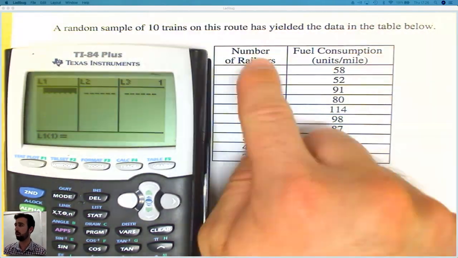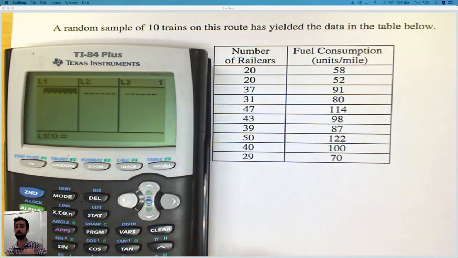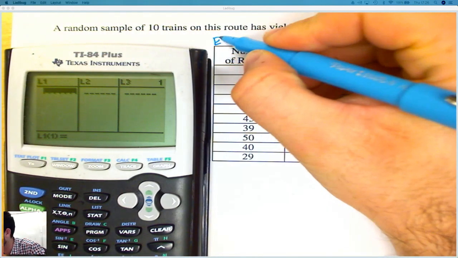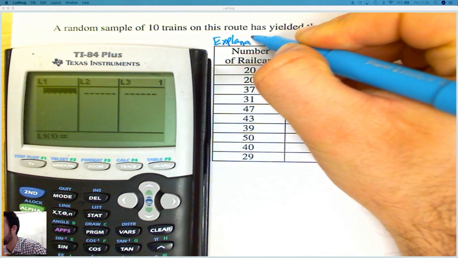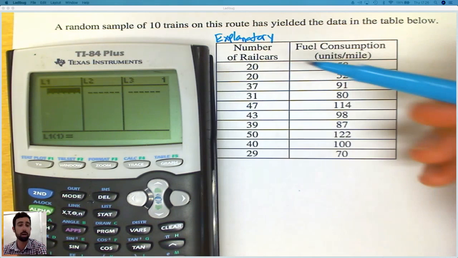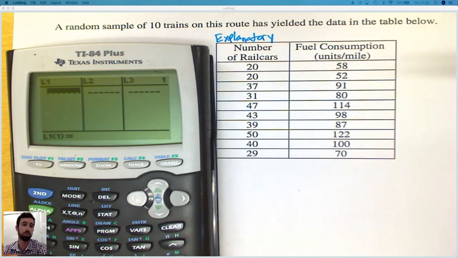So then we'll enter in our explanatory variable. Remember, explanatory. And we know this is explanatory because, let me write this out, the number of rail cars might explain how much fuel you use. So that's the explanatory.